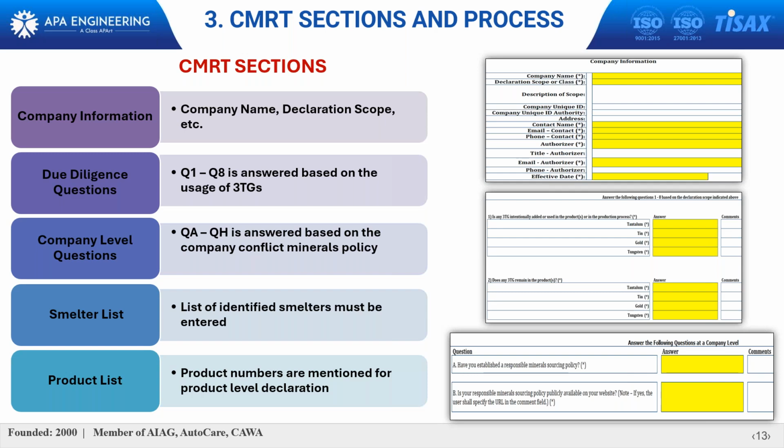The third section contains company level questions. It has 8 questions from QA to QH that are required to be answered based on the company's conflict minerals policy. And the fourth section contains the smelter list tab, which requires a list of 3TG smelters present in your supply chain. The fifth section is the product list tab, which needs to be entered only if the declaration scope is selected as product level. Next slide.